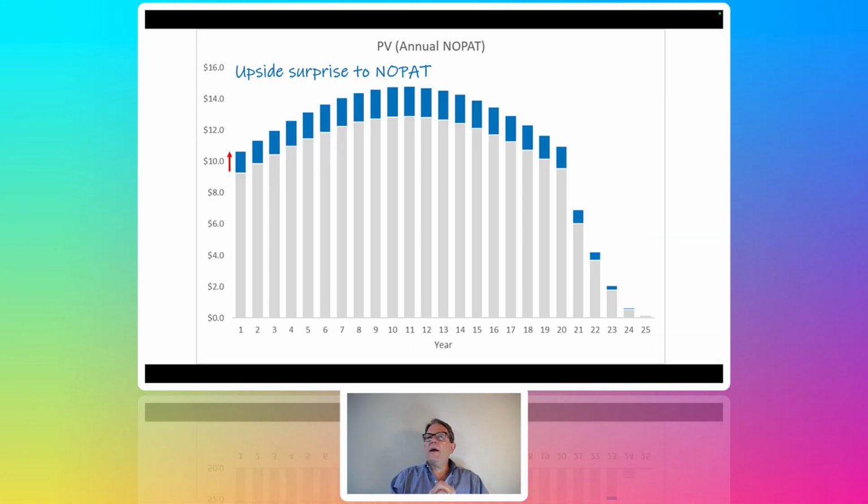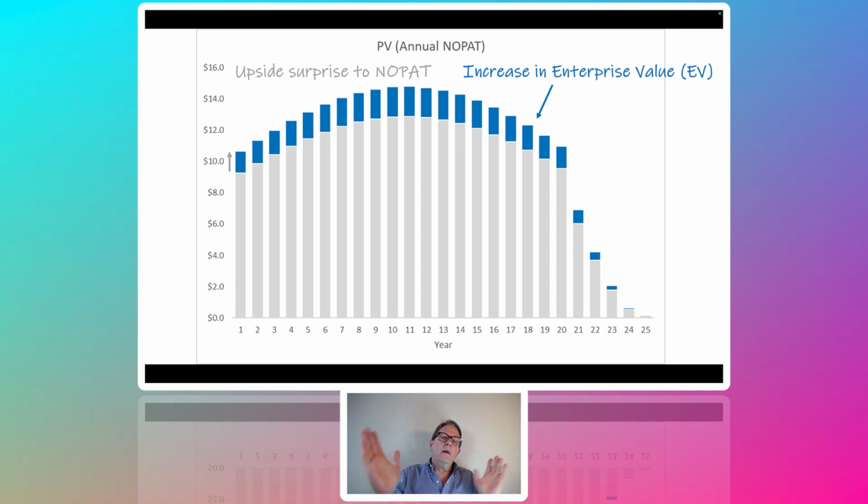All right, so now let's walk through a couple of examples where I think the model is really fun in terms of visualizing what's going on. Let's say a company beats numbers. They have an upside surprise in their NOPAT. We model that through, and what you see is that there's an increase in the enterprise value. That's the dark blue, the incremental. So if we have an upside surprise in NOPAT, no change to growth rates, by the way, no change in duration, just the magnitude is higher than we thought, we'll see an increase in the enterprise value, which is exactly what we know is supposed to happen.